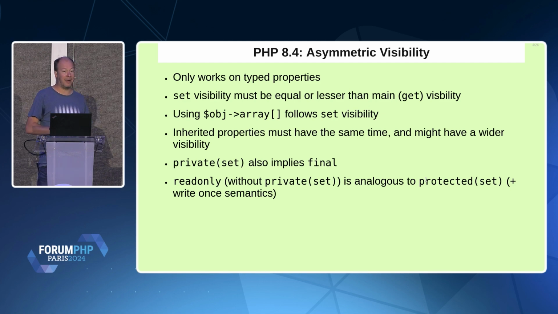If you use arrays in there, with the square bracket, which is the append operator, then this follows the set visibility, because you need to maintain a reference first. Inherited properties basically work exactly how you'd expect. But there's also one specific thing: private set also implies it's final. For many complicated reasons, if you want to read up on those, I can point you to the RFC about this, because it explains in great detail why this is the case.